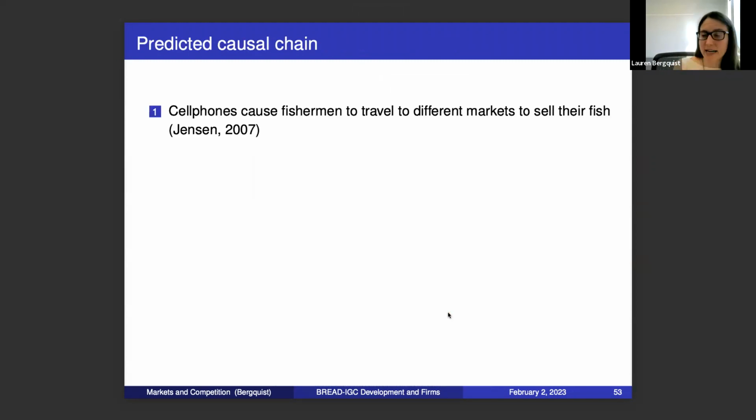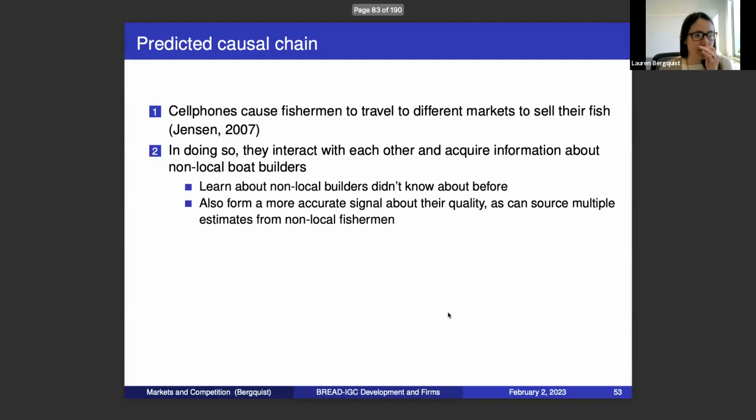Okay, so what do they predict is going to happen, right? Kind of a la this Mellett's model. So the idea here, the causal chain, and I'm telling you this now because the graphs are going to really closely kind of mirror each of these steps in terms of the results. So first, cell phones will cause fishermen to travel to different markets to sell their fish. Okay, that was already shown in the first Jensen piece, but we'll see it replicated here. Okay, so fishermen are going to new markets to sell their fish.